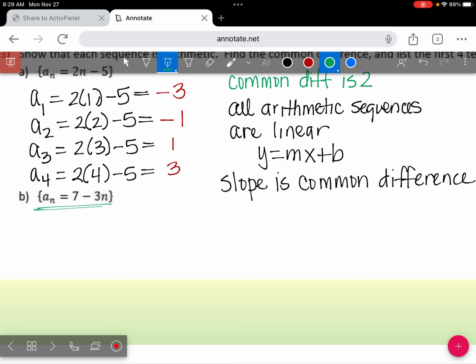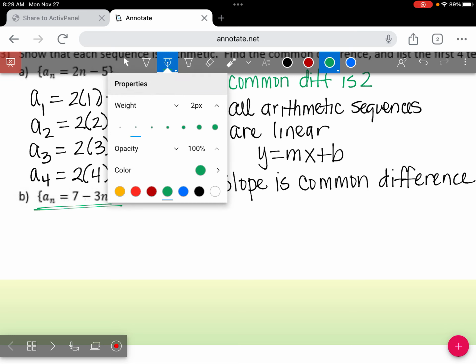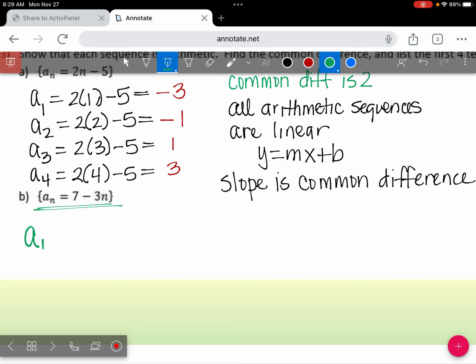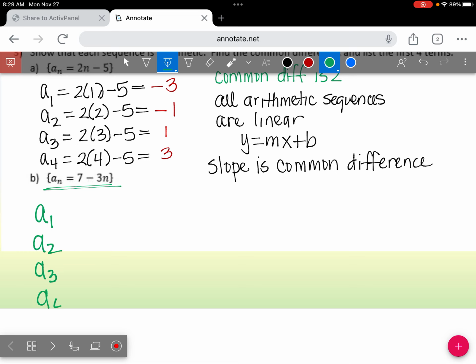Using this rule now, find your A1, A2, A3, and A4. So A1 would be 7 minus 3 times 1. 7 minus 3 times 2.